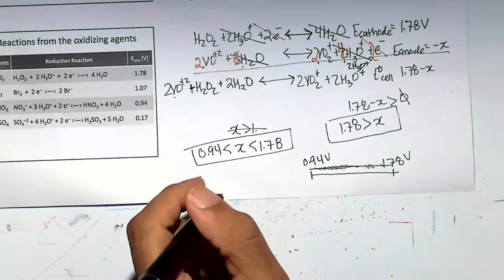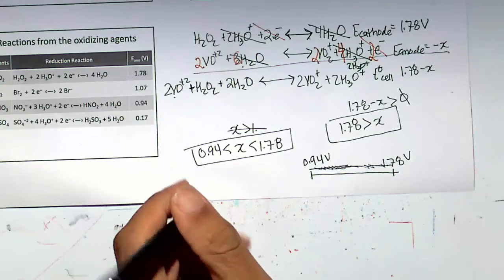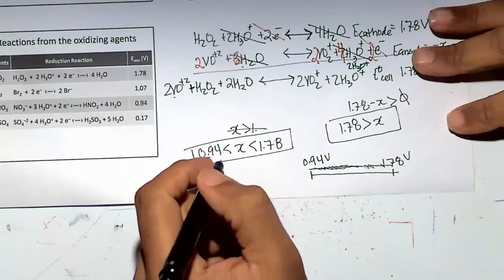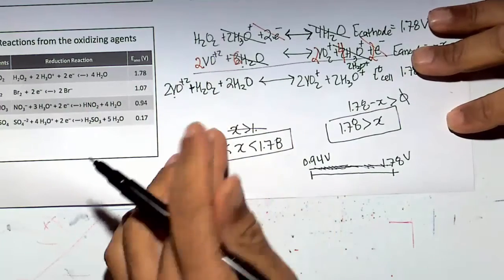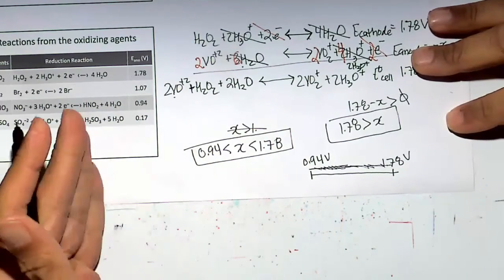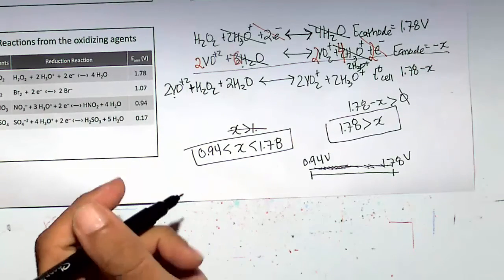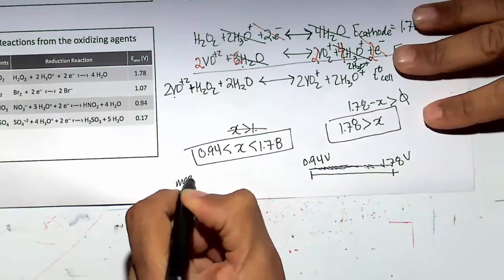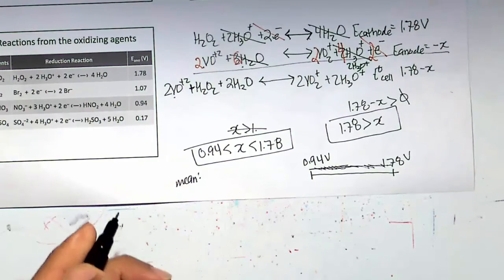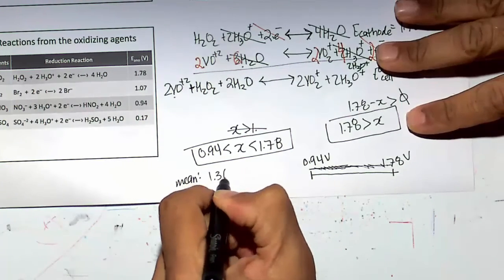In the last post-lab questions, they ask you to calculate the mean. So we'll go ahead and calculate the mean of our limits. Here's one limit on one end. Here's the other limit on the other end. So let's go ahead and calculate the mean. On my calculator, I found the mean to be about 1.36 volts.